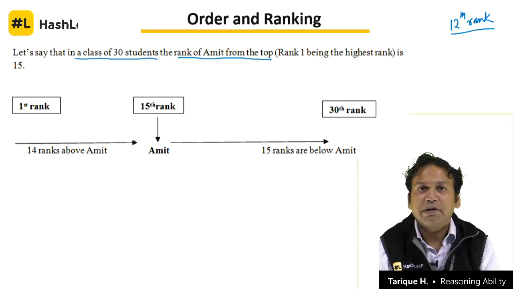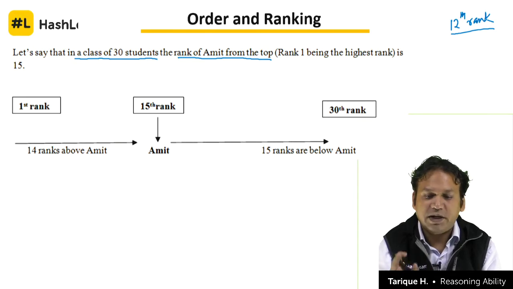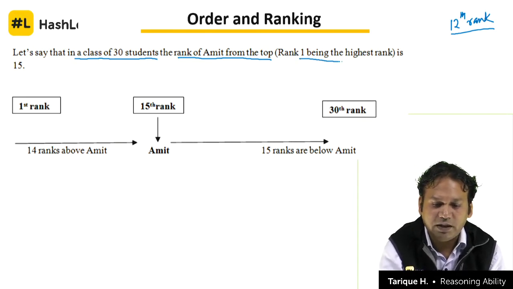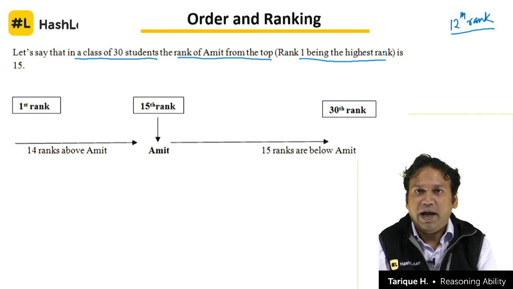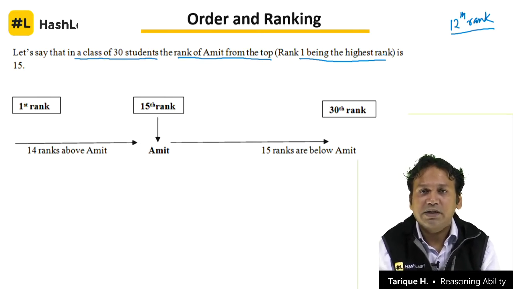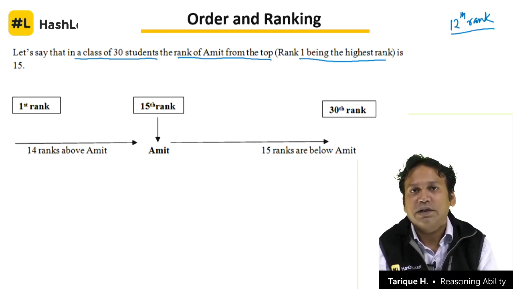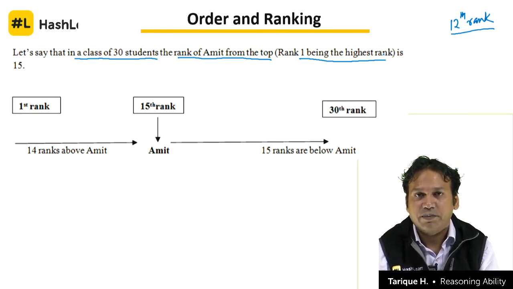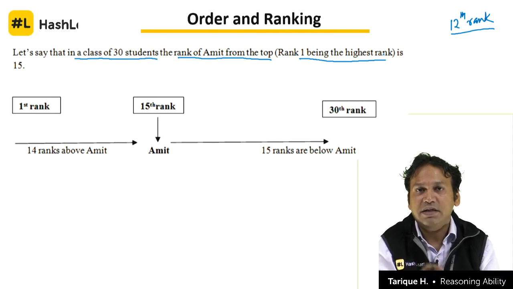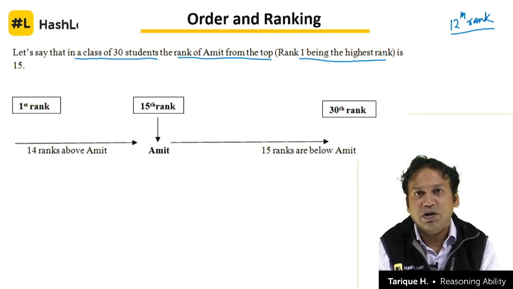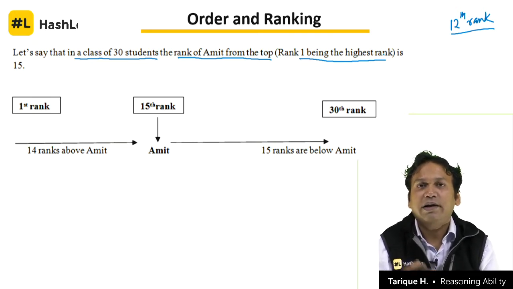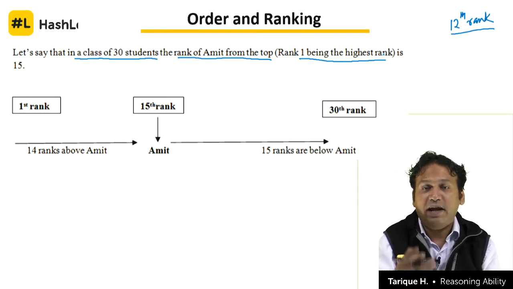Okay, so rank can be given from both ends. That is one thing that you have to understand. Here it is said that rank 1 is the highest rank. Rank is the position of a person or an object in some kind of an order. When we place things in an order, we can give them a rank or a position. Whether the persons are arranged in increasing order of marks or decreasing order of marks, when we say rank 1 is the highest rank, it means it is decreasing order.